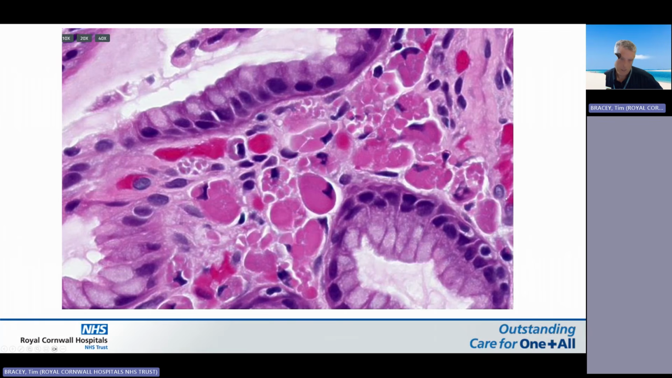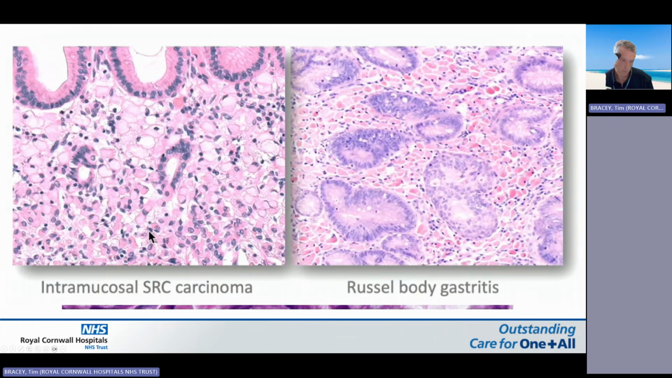If you were particularly excited by this, you could do something like a kappa lambda ISH stain, which would show that they're polyclonal. Nearly always related to previous H. pylori. So it's just that they've got long-term, sometimes untreated H. pylori gastritis, and that the plasma cells have carried on pumping out immunoglobulin and form these funny cells.